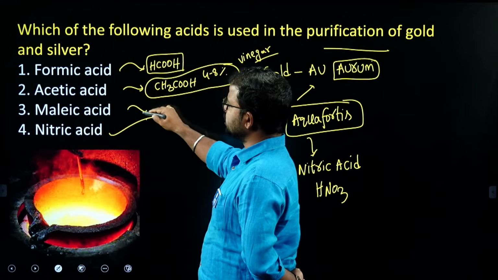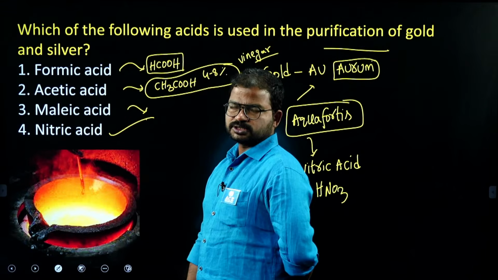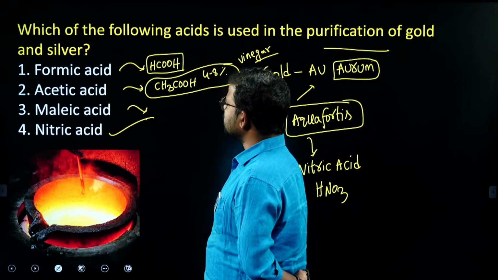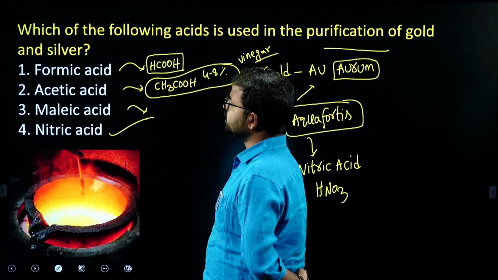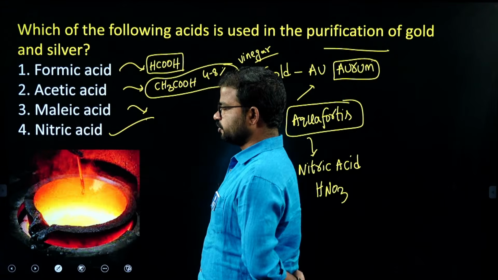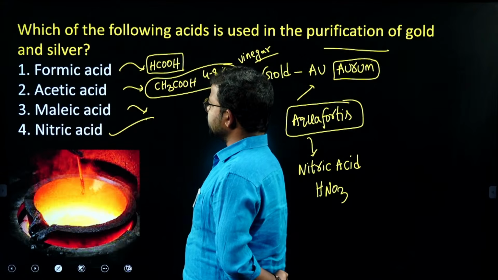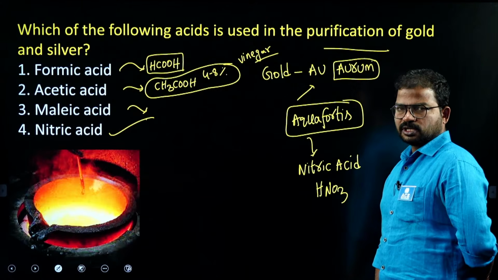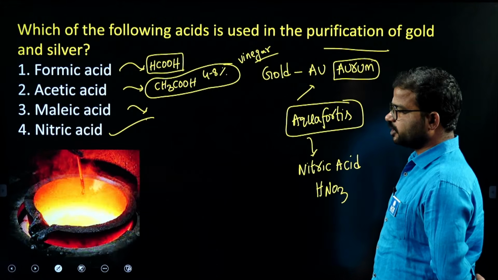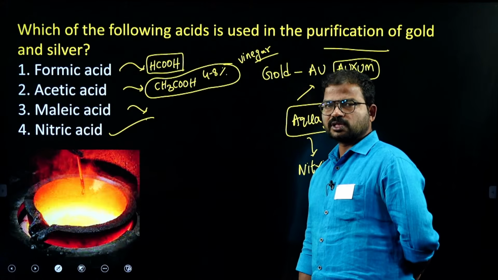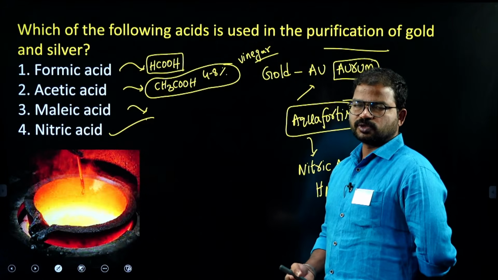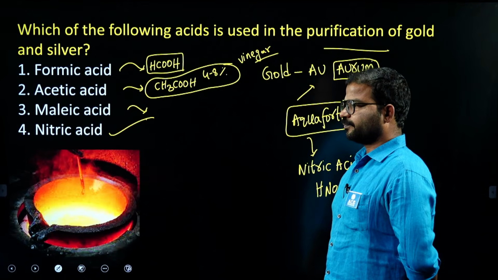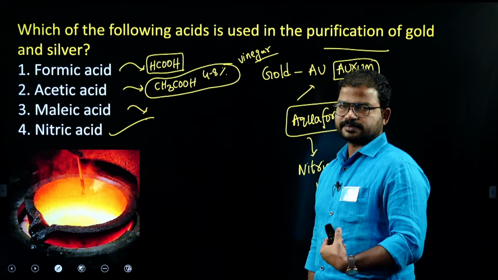Next, malic acid. Malic acid also has COOH related groups. Malic acid, adipic acid, oxalic acid, these are all considered COOH related groups. Not only nitric acid. To dissolve gold, we can also use 2 more chemicals. Anyone guess the answer? To dissolve gold, we can also use 2 more other chemicals. What are those?